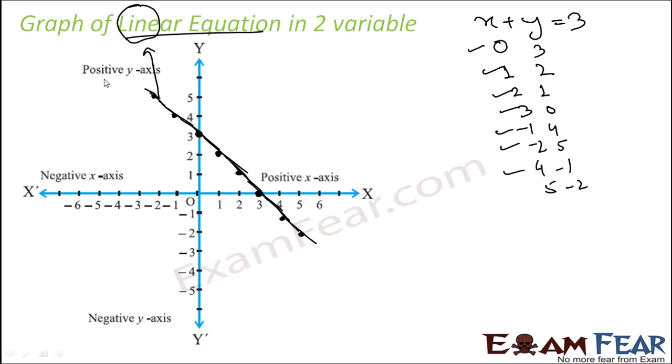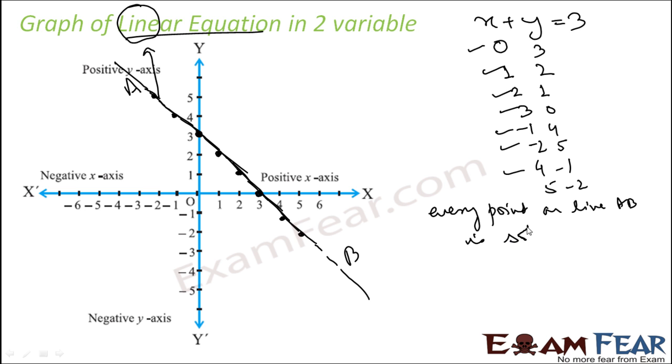And every point on this line, let me give this line the name AB. You can extend this actually. Every point on this line is a solution for this equation. Every point on line AB is a solution to this equation.